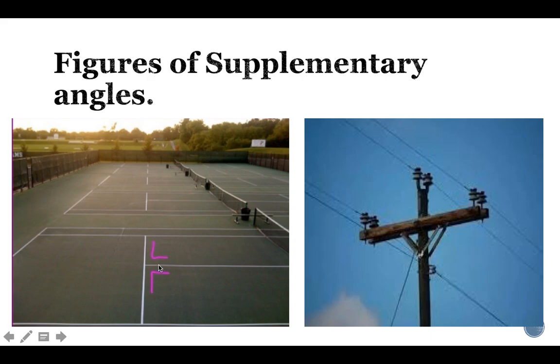Supplementary angle. In the same way, a straight angle: when you add up 90 and 90, it will be 180. That means when the two angles add, that will be equal to 180 degrees. When you see this pole, here also it is 90 and 90. That will be equal to 180 degrees.